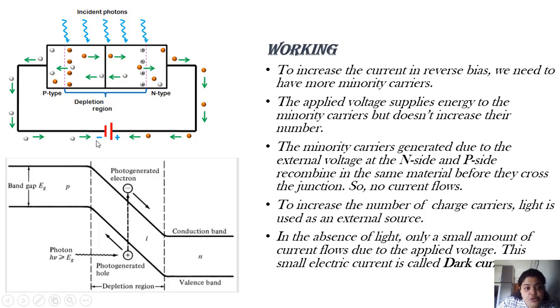The external voltage we have applied, what will it do? It will only give energy to these minority carriers. It will only increase the energy of minority carriers. But this external voltage cannot increase the number of minority carriers. If the number of minority carriers is not increased, current will not increase. Why? Because the recombination will take place inside the depletion layer only, so we will not get a closed circuit.